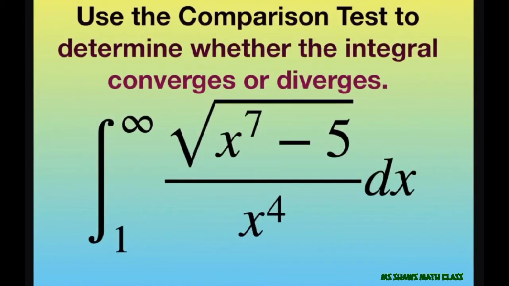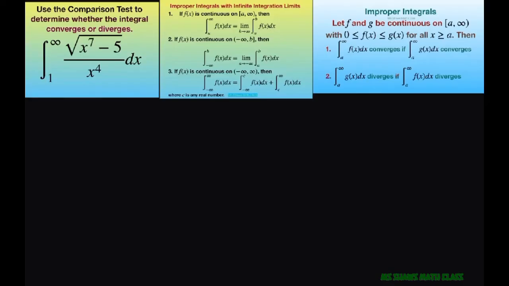Everyone, we're going to use the comparison test to determine whether the integral converges or diverges. From 1 to infinity, we have the square root of x to the power of 7 minus 5 divided by x to the power of 4 dx. All right, it has this form. We're going from 1 to infinity.